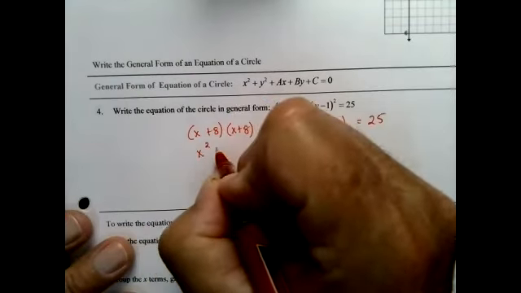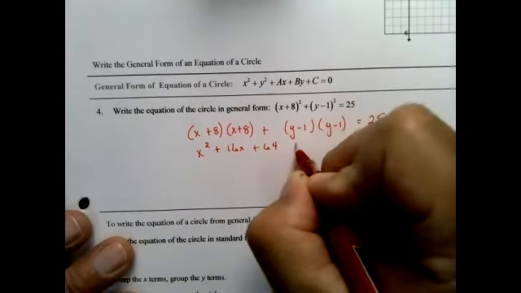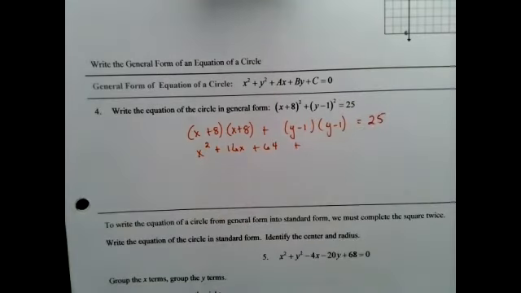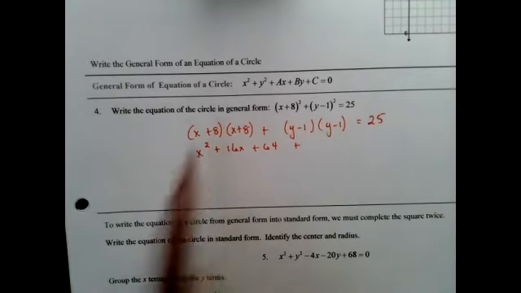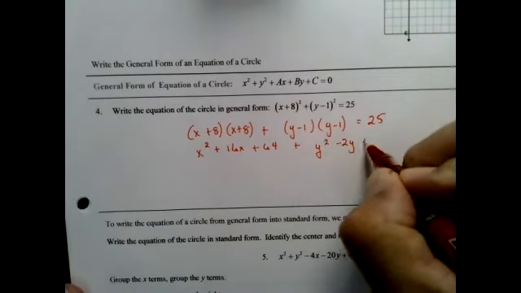So we're going to say, oh, let's take a look at these steps and go backwards. X squared plus 16x plus 64. I hope you've had plenty of practice foiling, or I say double distribute. Y squared minus 2y plus 1.